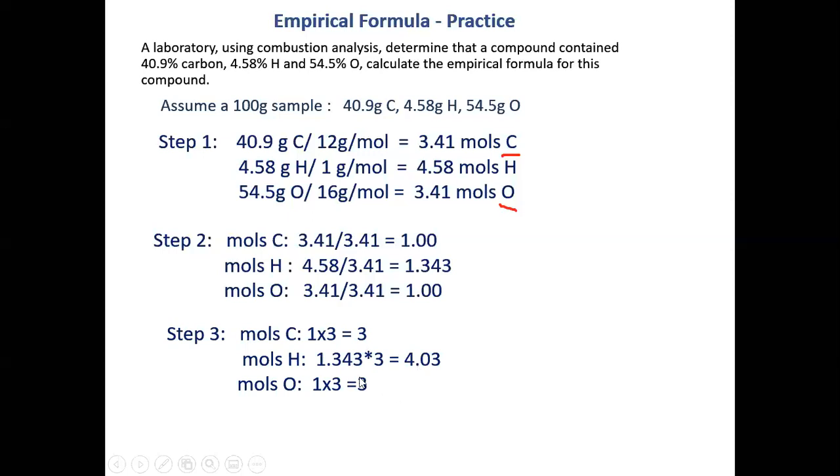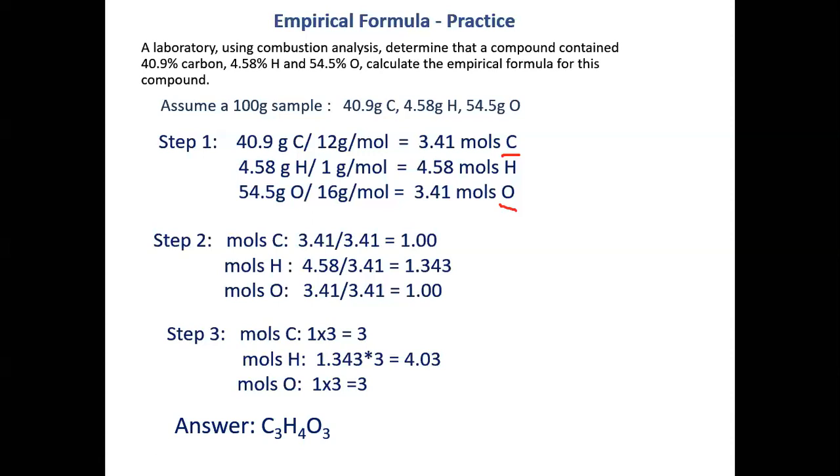We can write the formula. And again, the order that the elements are given to us is carbon, hydrogen, oxygen. So you should write the formula as carbon, hydrogen, oxygen, because if you write it in a different order, it's going to count it wrong, because this is the order in which the elements should be written. So the empirical formula is C3H4O3.